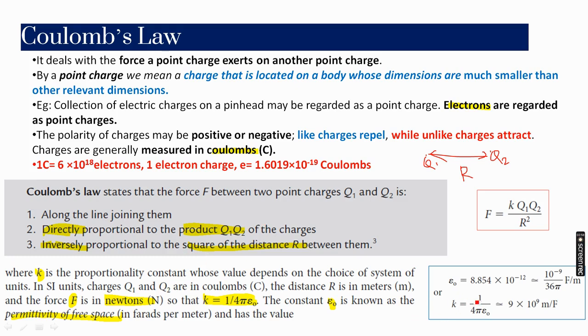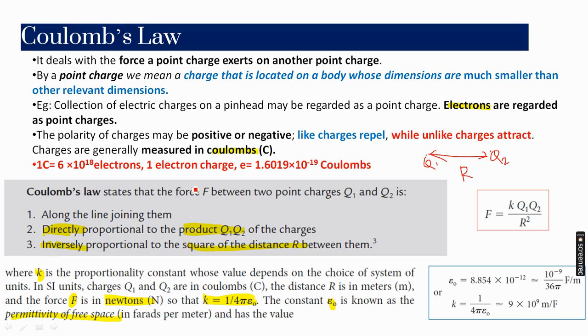So the value is 1 by 4 pi epsilon naught. If I substitute the value of permittivity of free space, that is epsilon naught, 8.854 into 10 power minus 12 farad per meter, I will get this answer. Okay, the K value is 9 into 10 power 9 meter per farad. So what is the unit of force? It is nothing but Newton, right?